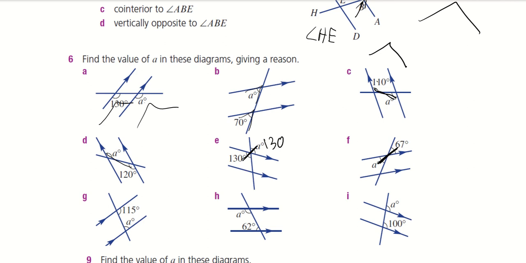Vertically opposite, 67. Co-interior, 115. Co-interior, sorry, my bad. They are co-interior, it's not 115. Co-interior, 65, because 115. Now, you don't know how to figure that out. Your working out should look like this. 180 minus 115 equals 65 degrees. So A equals 65 degrees. Here, 180 minus 62 leaves you with 118. These are corresponding. Look, they have the same angle. So A is 100 degrees.